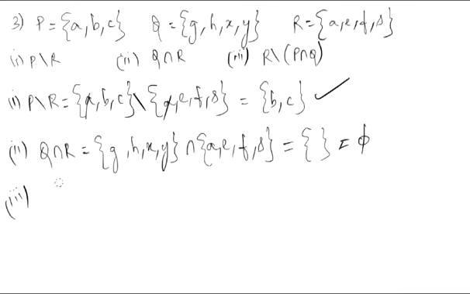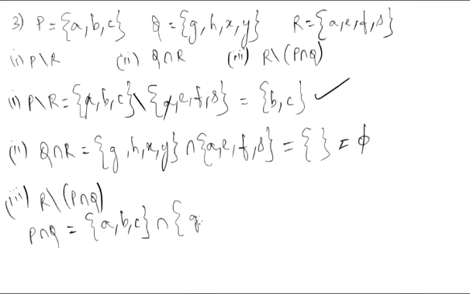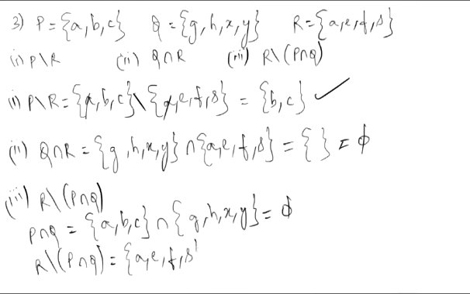What is the third? R set difference P intersection Q. Okay, so first compute what's in the bracket. P is what? A, B, C intersection Q is what? G, H, X and Y. Okay, what is the intersection? Again nothing, so it's a null set. Okay, so R set difference P intersection Q will be what? R is what? R is A, E, F, S.